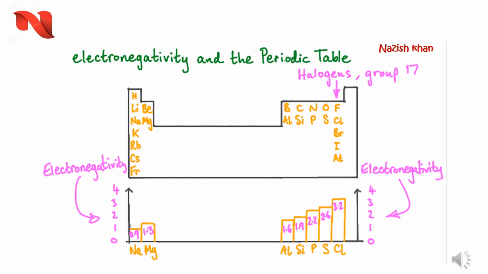A similar pattern emerges for period 3 elements, sodium to chlorine. Here, the values range from 0.9 for sodium to 3.2 for chlorine. In any given period, the corresponding halogen in group 17 or 7 emerges as the most electronegative element.